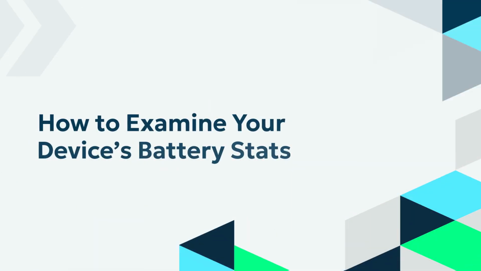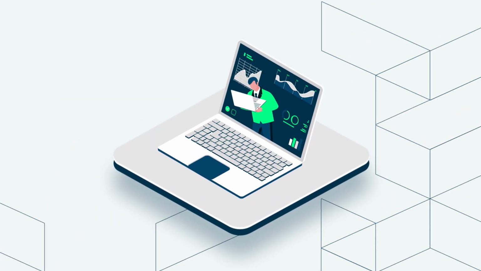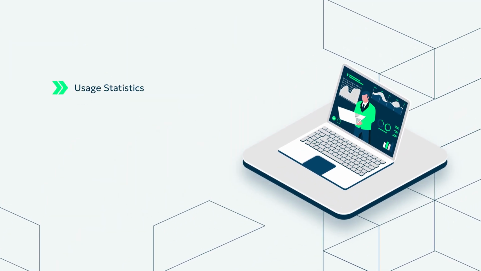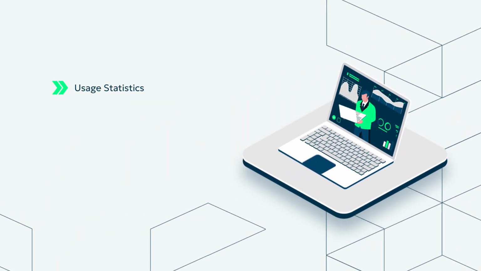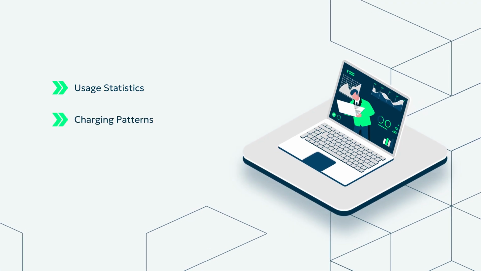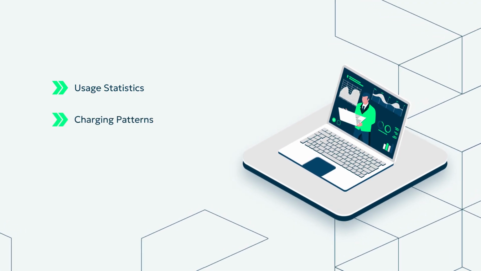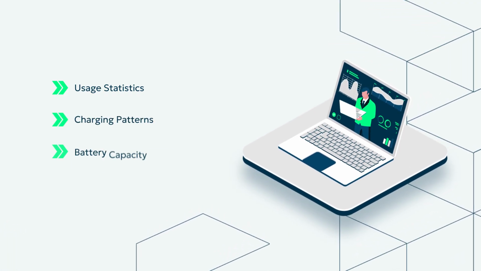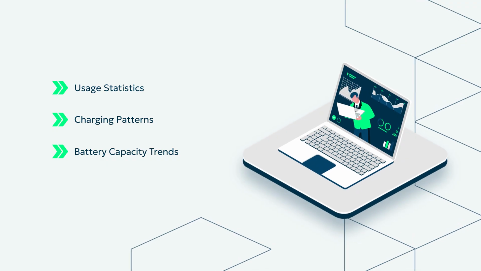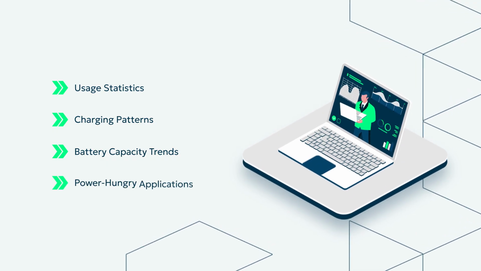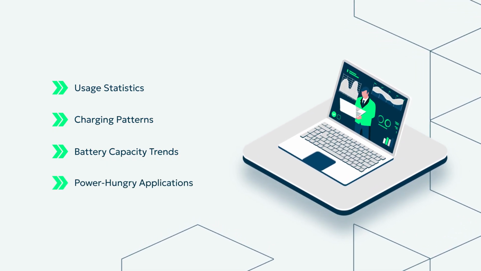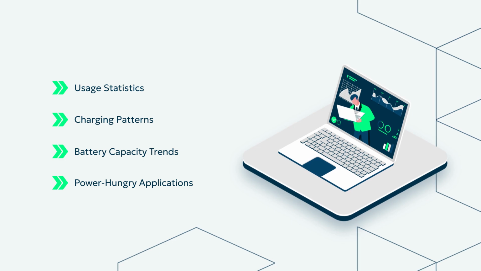How to examine your device's battery stats. Once you have the numbers, it's time to examine them. Track how much energy your unit consumes during its most active or idle periods. Check your charging patterns, from charging duration to voltage fluctuations. Monitor how your battery performs compared to its specified design. And list down applications and software programs that are consuming the most power.